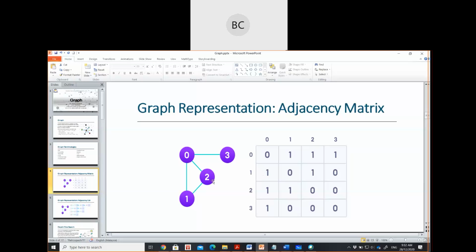Okay. Now again come to node 2. From node 2 there are two adjacent nodes, again 0 and 1. So the value from 2 to 0 will be 1 and from 2 to 1 will be 1, and the rest will be 0 because there is no edge between 2 and 3 and no self loop. Then again, from 3 there is just one adjacent node, which is 0. So the value is 1 between 3 and 0. Okay. This is for an undirected graph.